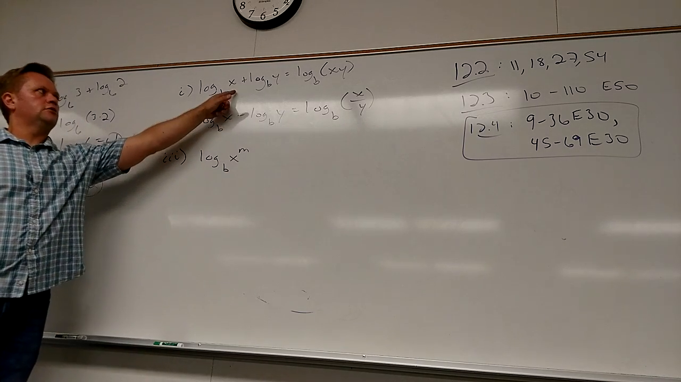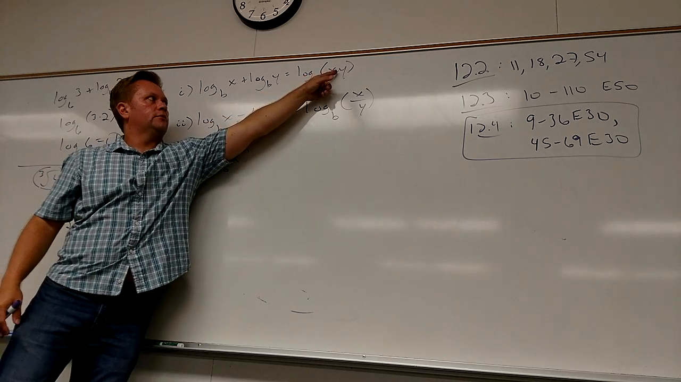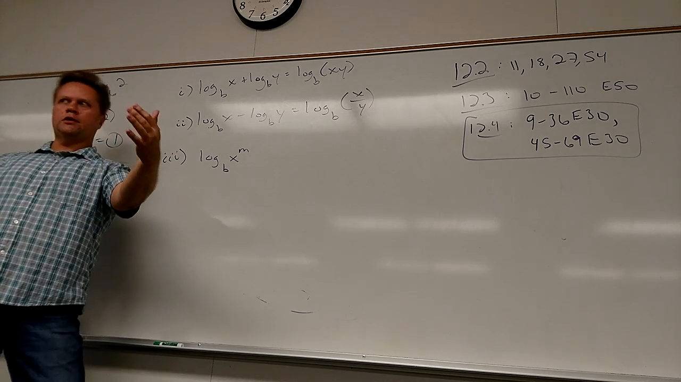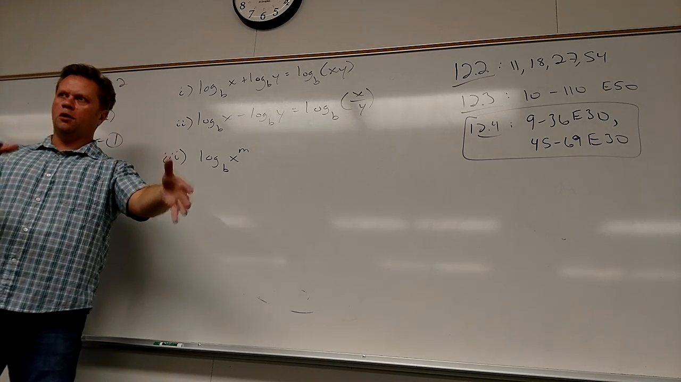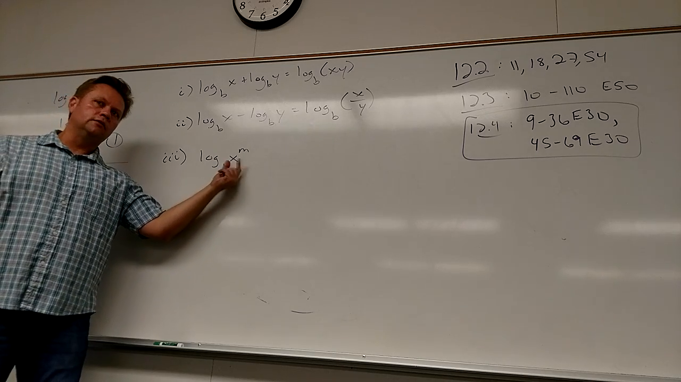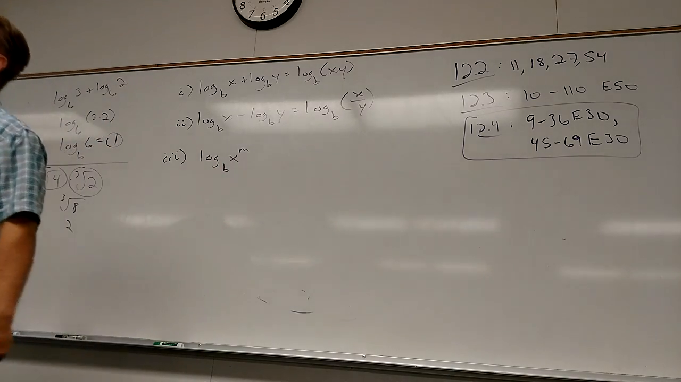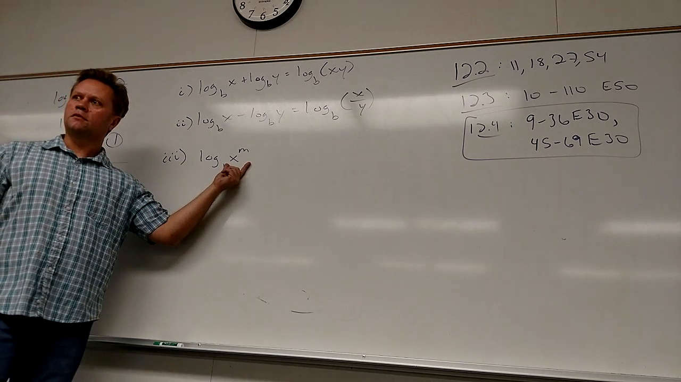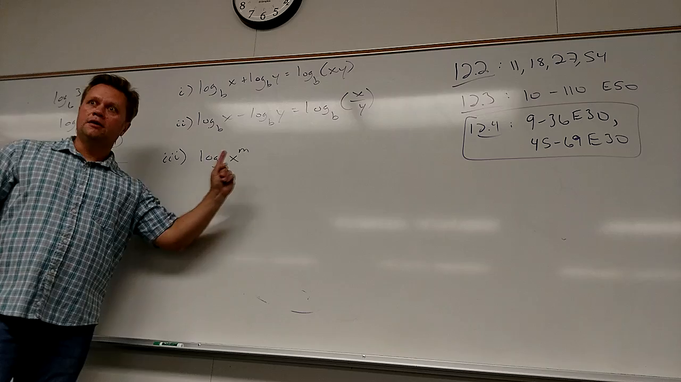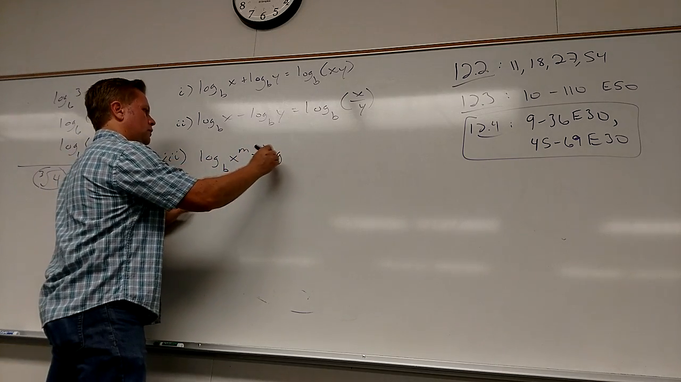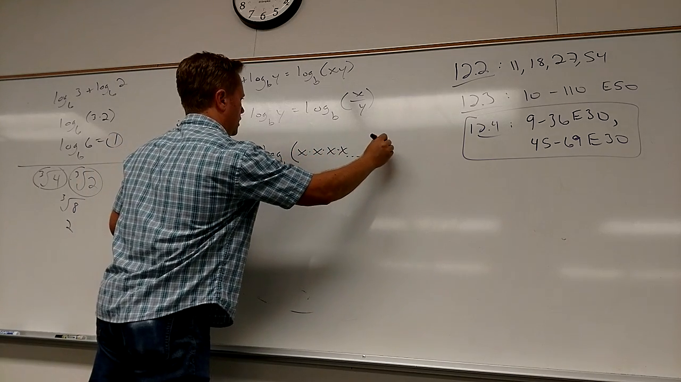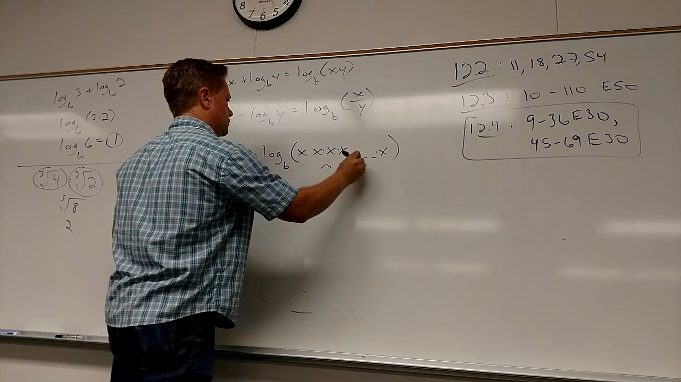How can I rewrite it so I can use the first property that says I can rewrite a multiplication as this? Well, what is x to the m? What does that mean? Don't say x raised to the nth power. How do you figure out 7 to the 8th power? If I said do it on your paper right now, what would you start doing? 7 times 7 times 7, 8 times. So what does x to the m mean? x times x times x, m times. So this would be log base b of x times x times x times x times x, m times.